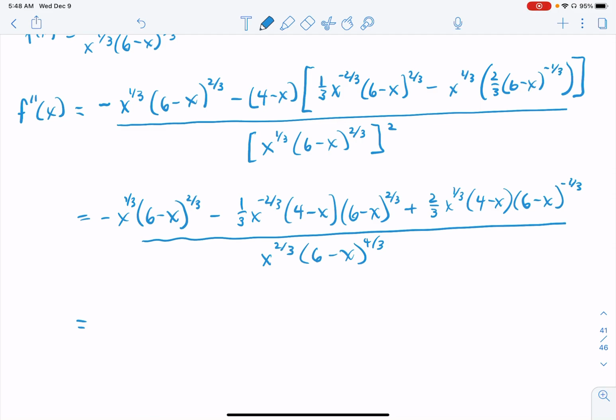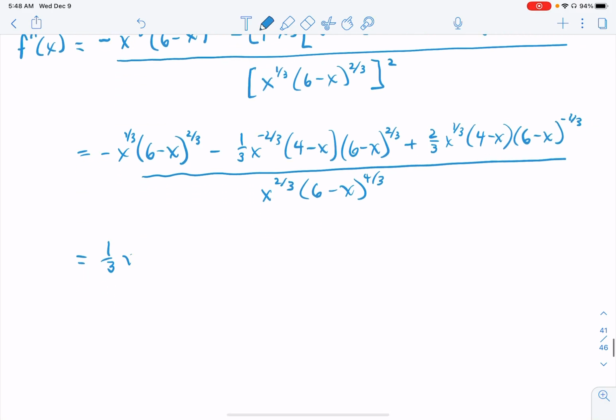All right, so we got to do some fancy factoring. We're going to take out a third. We got a 1/3 here. We got 2/3. So we're going to take out a 1/3. Okay, what else are we going to take out? We're going to take out an x to the some power. Which one's the smallest one? It's negative 2/3, so that guy's coming out. X to the negative 2/3.